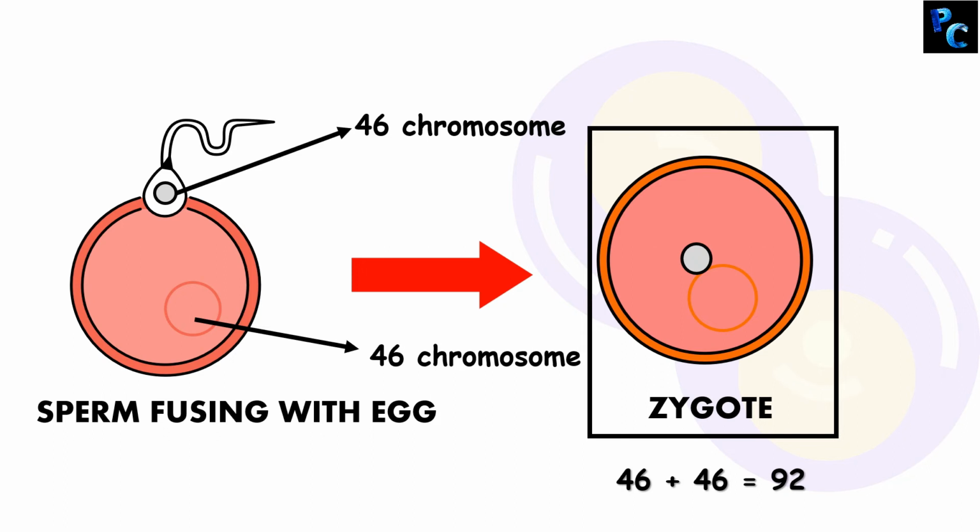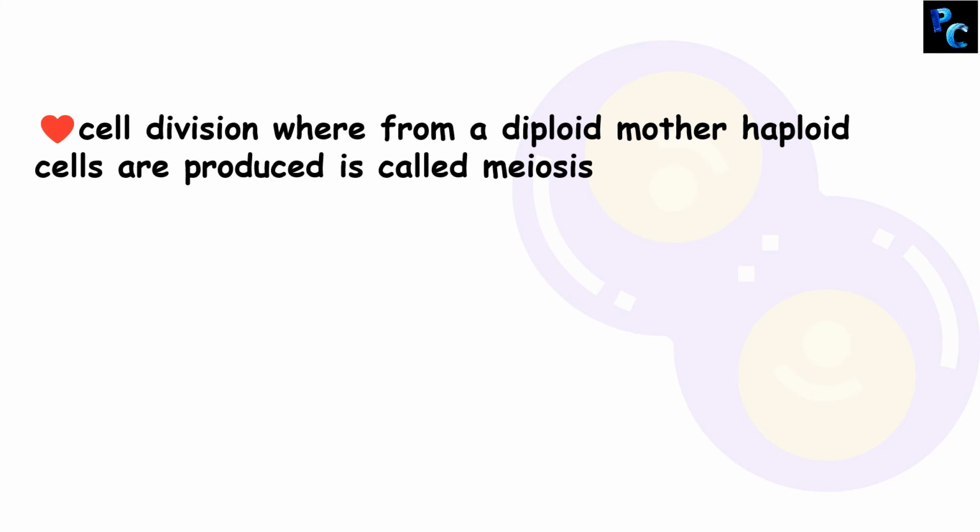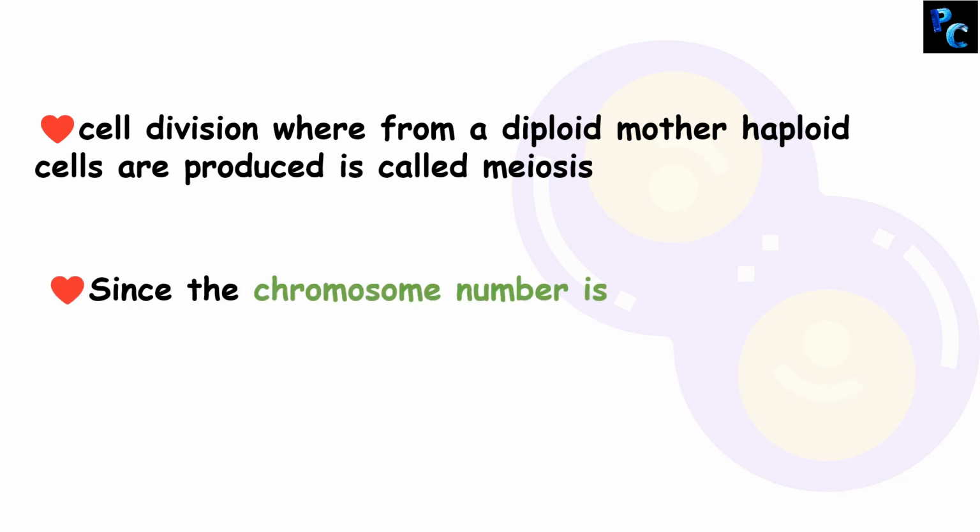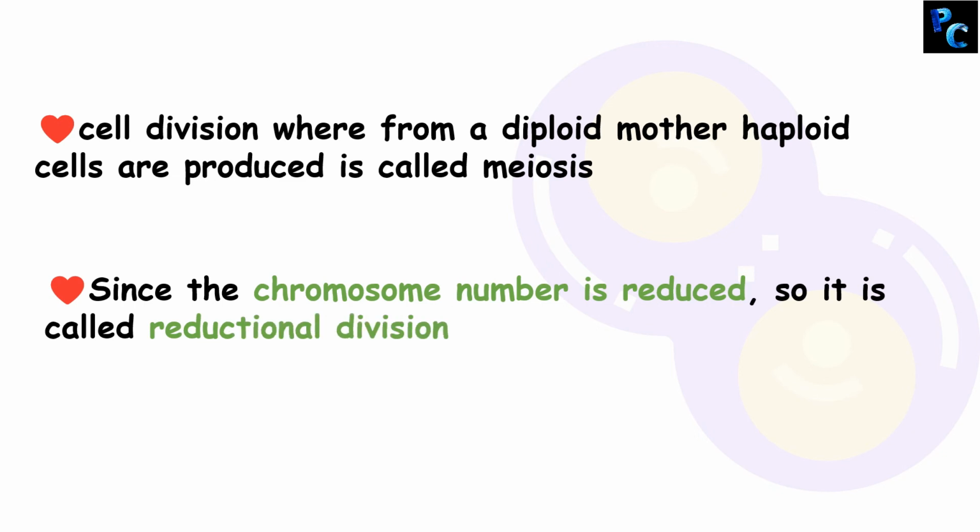Very easy. Since the chromosomes are in pairs, reduce them into half. That is, if sperm has 23 chromosomes and egg has 23 chromosomes, that is, they have a haploid set of chromosomes instead of diploid, then if they fuse, they will again have a diploid set. This type of cell division, where from a diploid mother haploid cells are produced, is called meiosis. Since the chromosome number is reduced, this type of division is called reductional division.